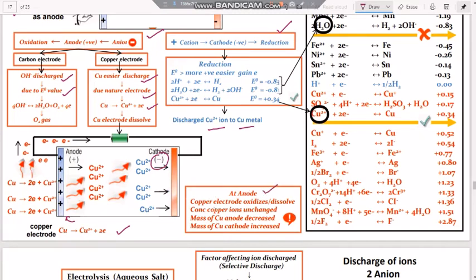So at the anode, the copper electrode oxidizes and dissolves, while the concentration of copper ions is unchanged. This is the cathode. The mass of copper at the anode is decreasing and the mass of copper at the cathode is increasing when both are copper electrodes. Okay.